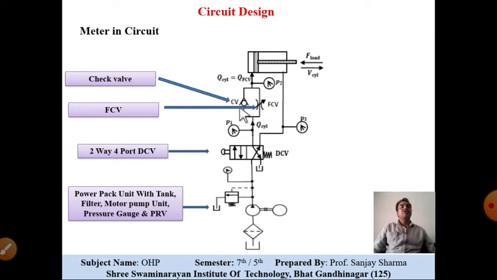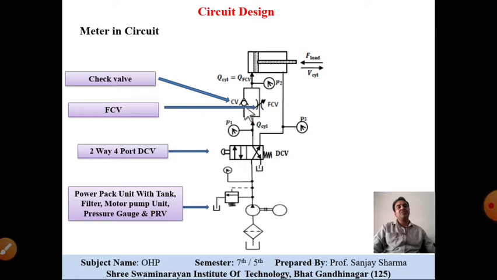Right now there is no function of the check valve; it remains closed, and fluid flows only through the flow control valve, which controls the speed of this actuator. Now while reversing, when it is returning, the flow will take place on the side of the piston rod, and whatever fluid is present here will return back through the check valve.